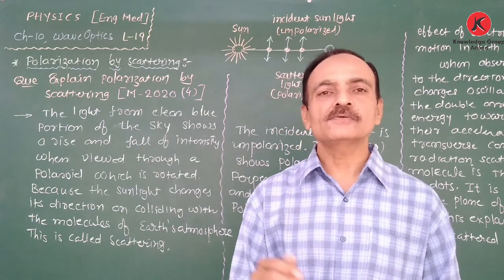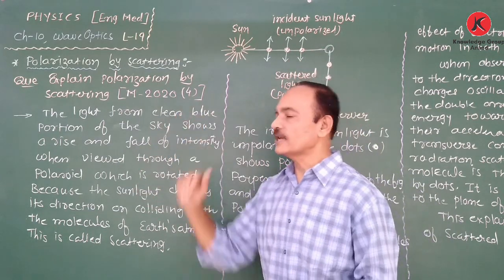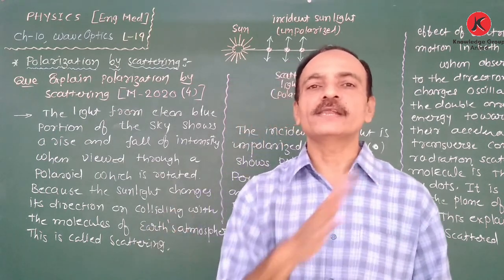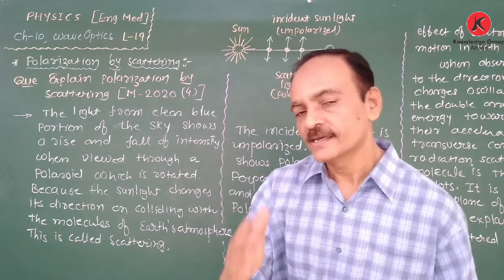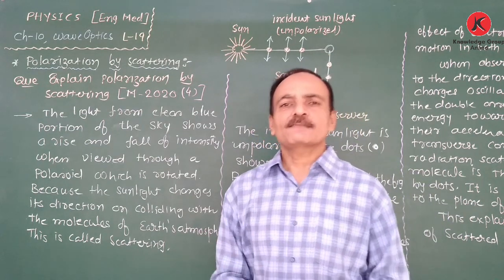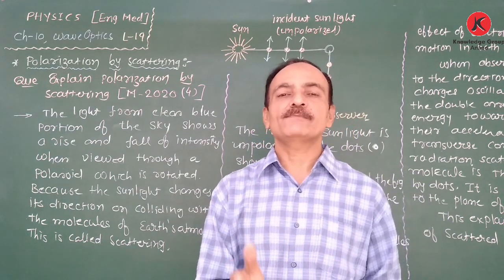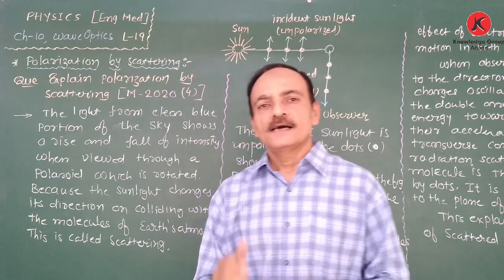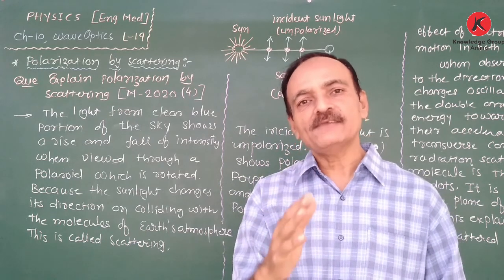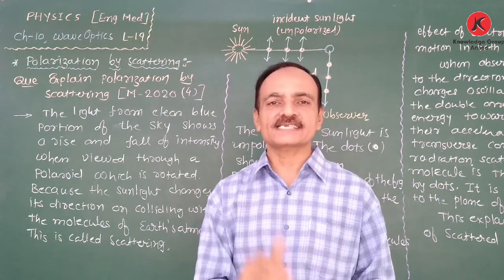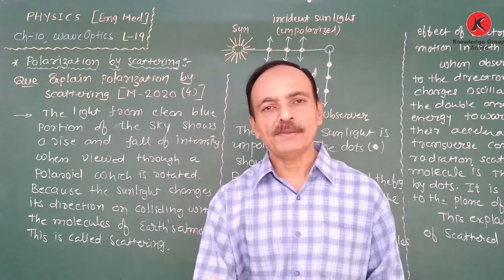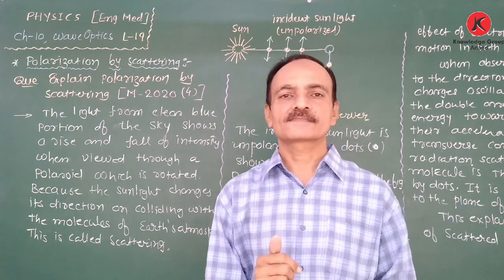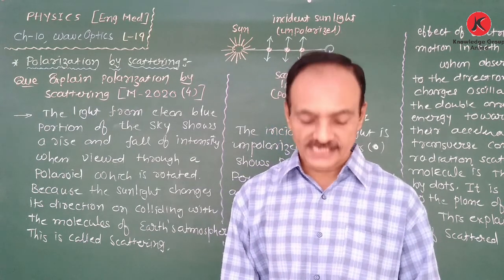Here we are going to discuss polarization by scattering, or what is the effect of scattering on polarization. Last time we also discussed unpolarized light and polarized light. Unpolarized light means the electric field vector oscillates in all directions in a plane perpendicular to the direction of propagation of a wave or ray. That is known as unpolarized light.